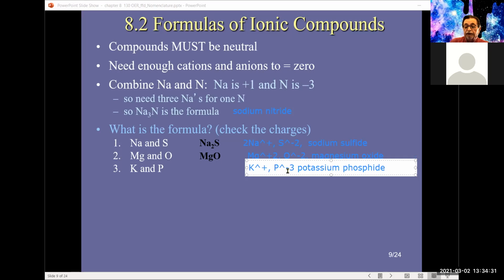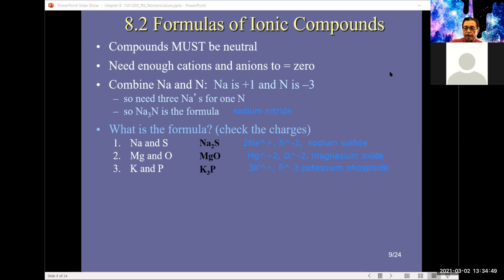Now, you can see phosphorus has a -3. Potassium has a +1. So I need 3 potassiums to counter the -3 of the phosphide. So that 3 becomes the subscript for potassium. And our formula becomes K3P, potassium phosphide.